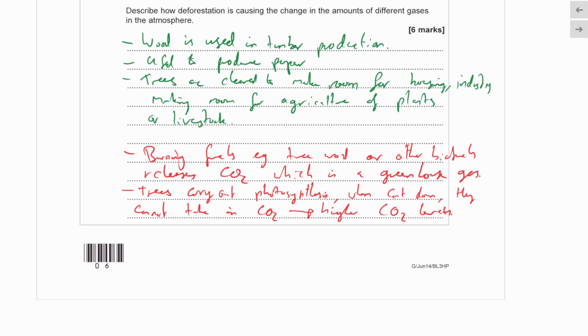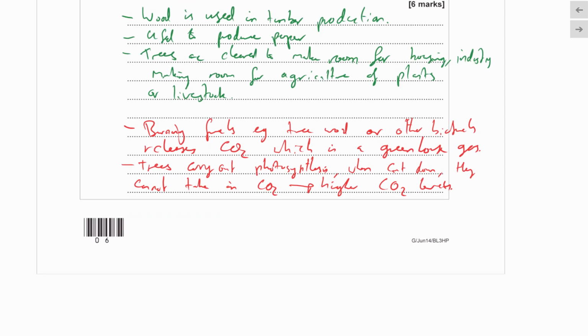Alright, so there are loads of different answers as to why CO2 is increasing. We could also say that microorganisms which are feeding on the leftovers of the trees are respiring and releasing loads of CO2 from the trees themselves as well, and that obviously contributes to carbon dioxide levels rising.